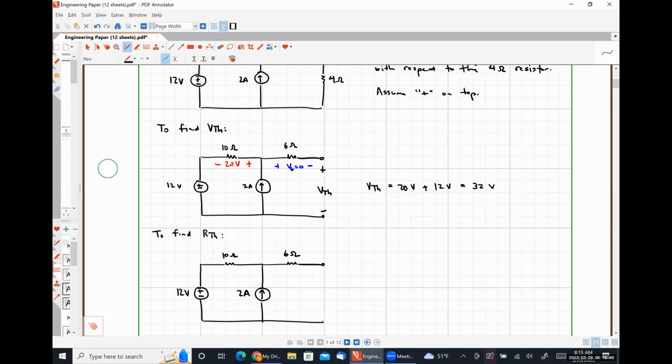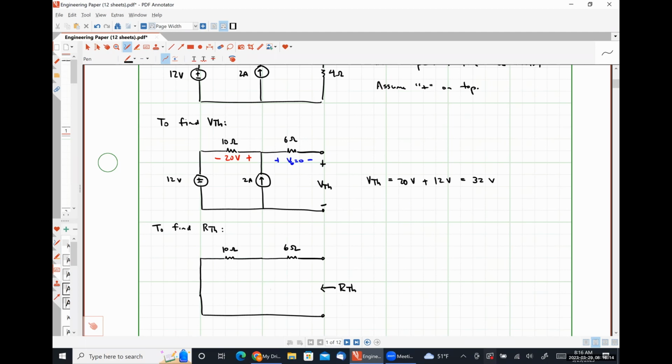But in order to find resistance, I need to be looking at a dead network, which means I turn my current source off. How do I turn a current source off? Open circuit. So I'm just going to erase the current source. And I also need to turn my voltage source off. How do I turn a voltage source off? Short circuit. So it seems pretty obvious to me that my Thevenin resistance here is simply 16 ohms.